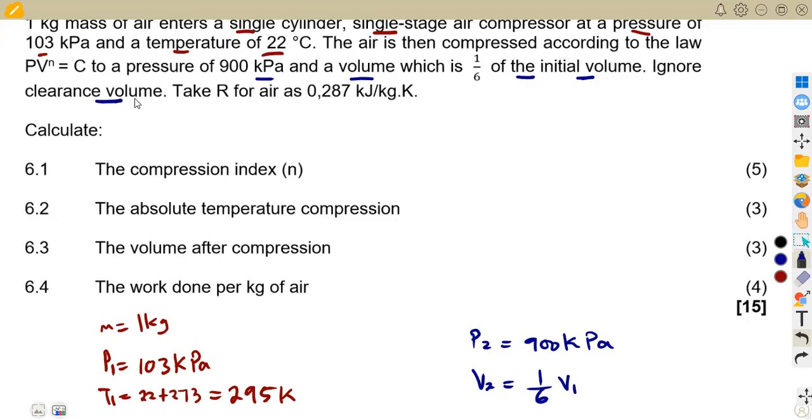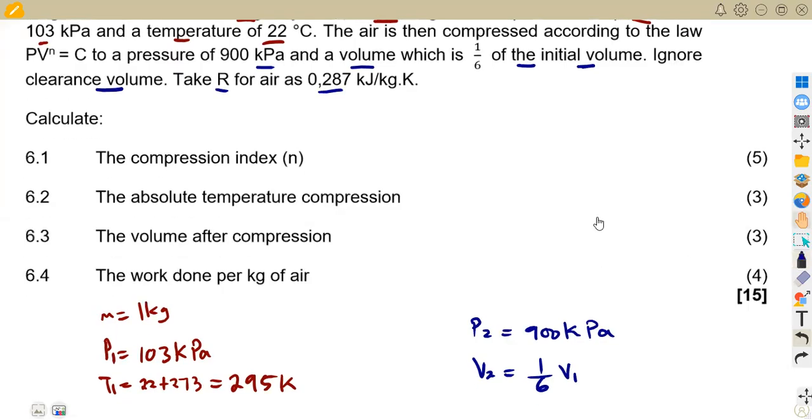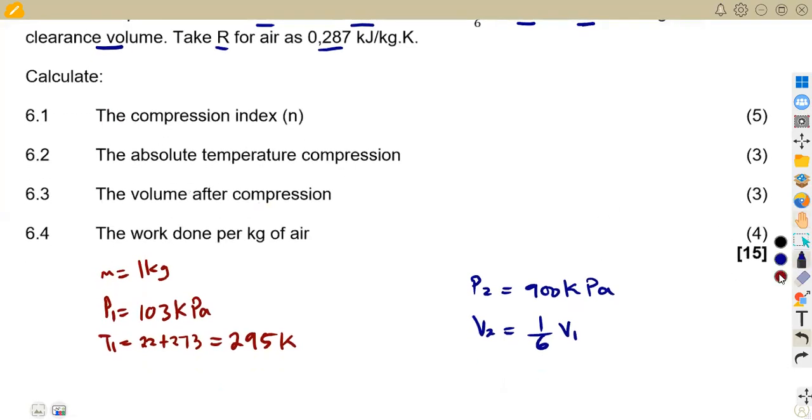Ignore clearance volume. Take R for air to be 0.287. So this is what we are given, and R is given as 0.287 kilojoule per kg Kelvin in this case.